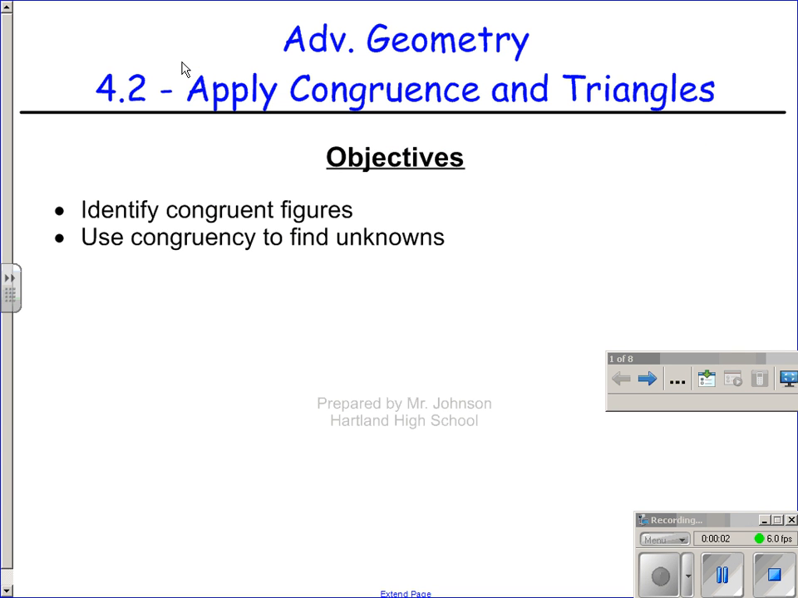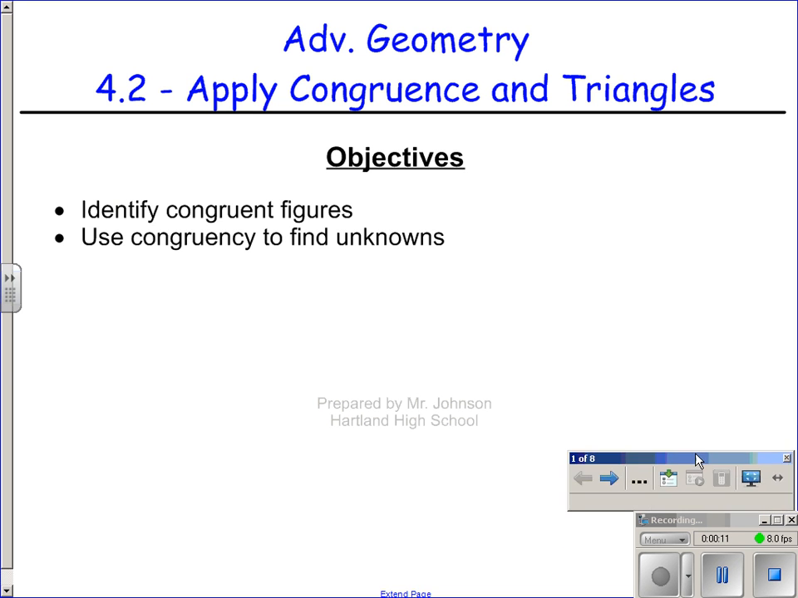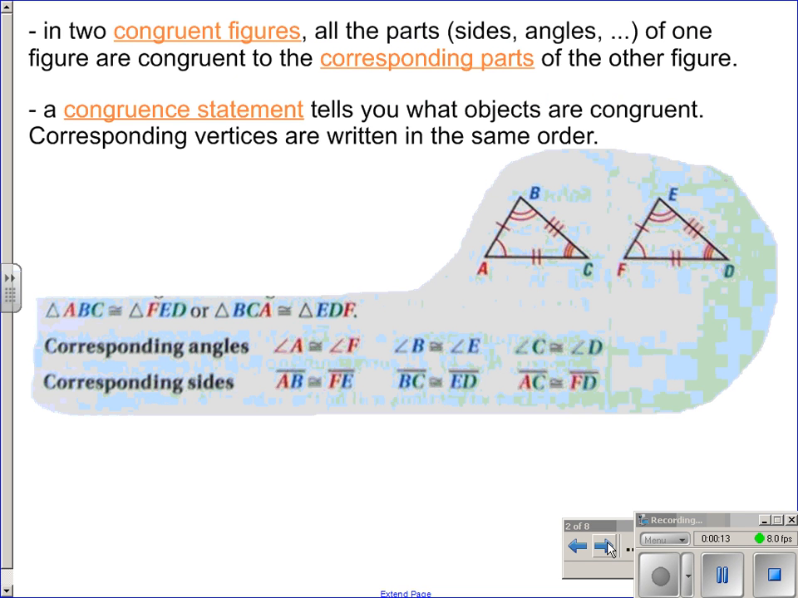Hello everybody, this is the notes for Advanced Geometry, section 4.2, talking about congruence in the context of triangles. So, we've talked about congruent segments, we've talked about congruent angles, basically just means they're the same measurement. Now, when you start talking about congruent objects like triangles and congruent polygons, congruent figures, you've got to have a bunch of things in place. And so this is the top definition.